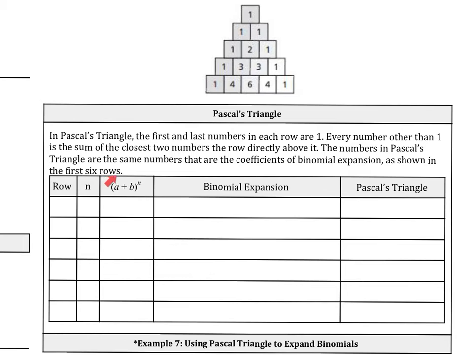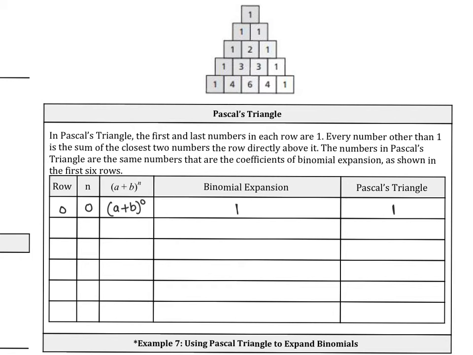first 6 rows. So we are going to expand this binomial with different powers. The binomial expansion will follow this pattern. We're going to start this row at 0, so n is going to be 0. A plus b to the power 0. Anything to the power 0 is always 1, so the answer is 1. So the Pascal triangle that starts from 1 is this section right here.